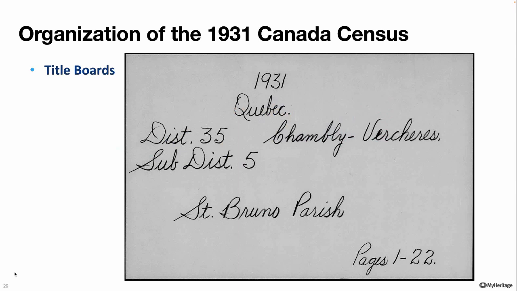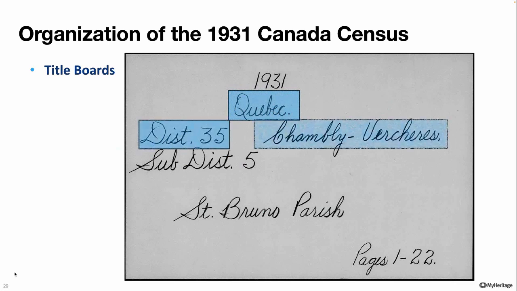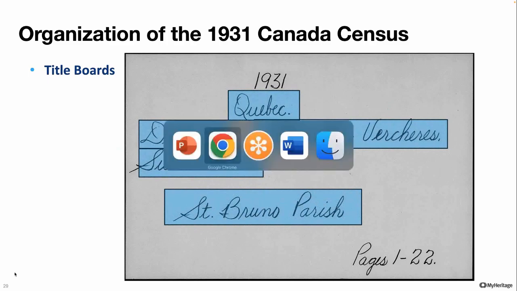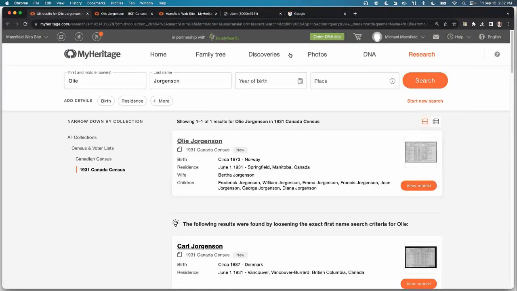In the materials that we receive from Library and Archives Canada, they have these wonderful title boards. And I'll show you how you find these on the website as well when you're looking at the index. We get the name of the province, the district number, the district name, the sub-district number, and very often some sort of sub-district name and a description. In this case, this is the name of the sub-district, St. Bruno Parish. Some of these will have a more extended description as well, and it tells us that there are pages 1 through 22.